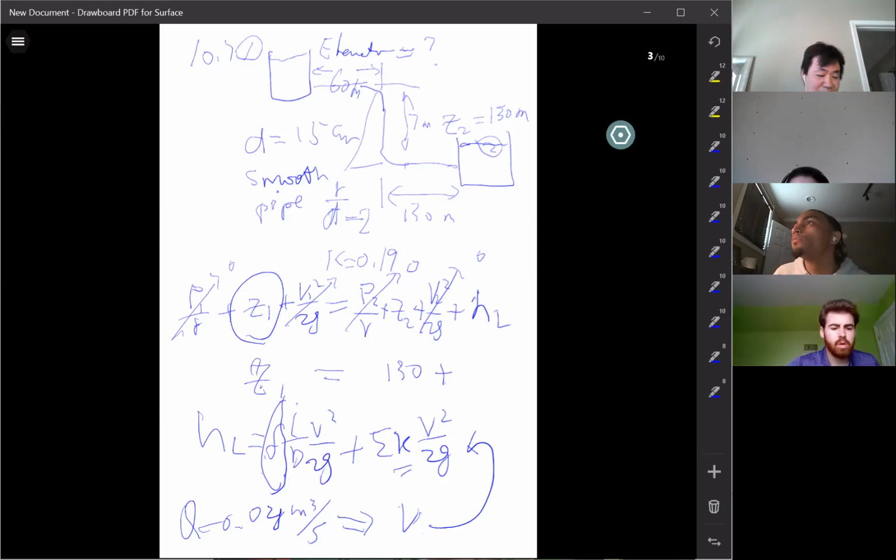For the inlet and outlet, entrance and exit, also find the K from the table. Look at the table, and you should be able to find the K. K basically is just a property. As long as you know how to read the table, you get those. Any questions on this?